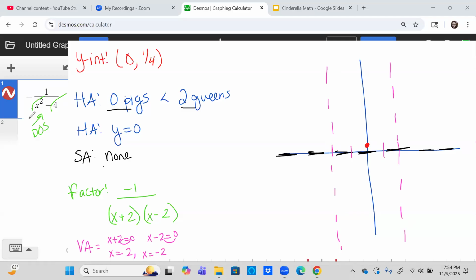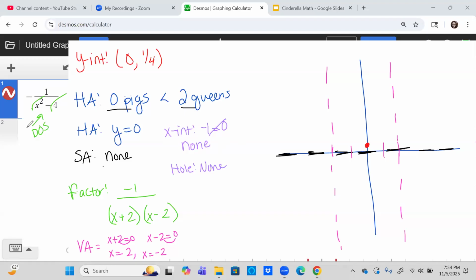For the x-intercept, you do the top equal to 0. Negative 1 equals 0. No, it doesn't. We will have no x-intercept. No holes because nothing canceled. All right, so this is kind of where we're at here. That is not a lot of info.